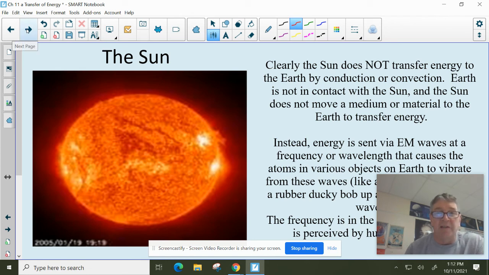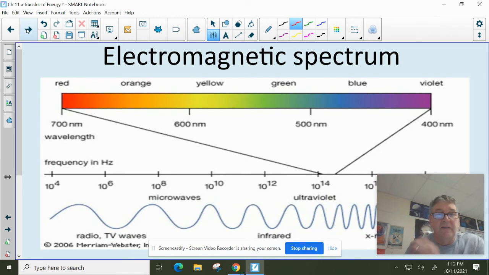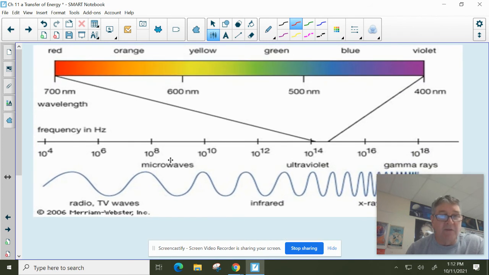It does it by a different process, by light and some other types of processes. Electromagnetic waves, Mr. Horgan may have talked about this. We classify these based on what they are. So radio waves or TV waves are electromagnetic waves. They travel through empty space.